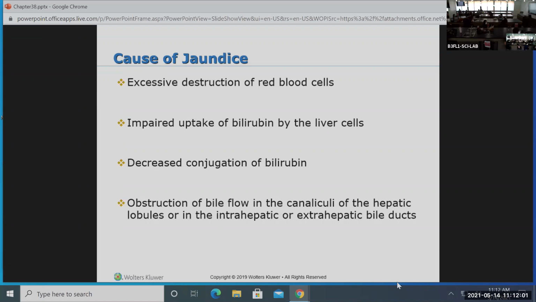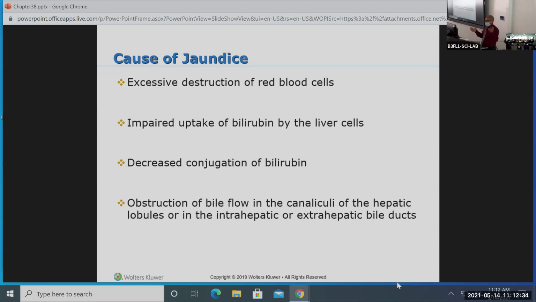So, number two is impaired uptake of bilirubin by the liver cell. The liver has a capacity, that's what I said. Number three, decreased conjugation of the bilirubin. When bilirubin comes from the macrophages, we call it free bilirubin, which is insoluble in the plasma.